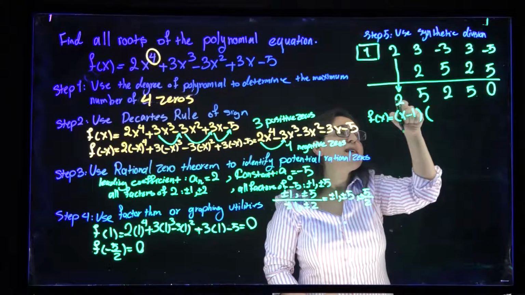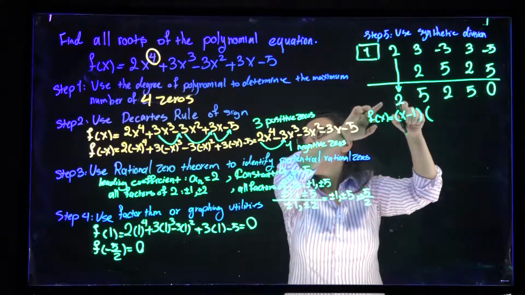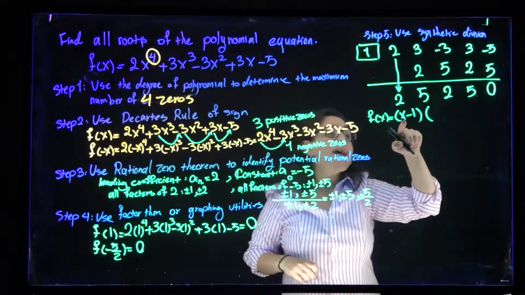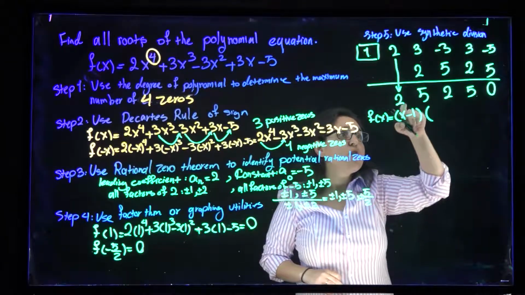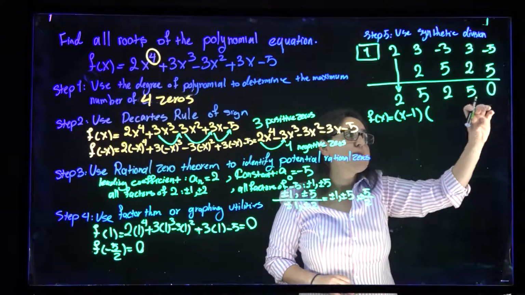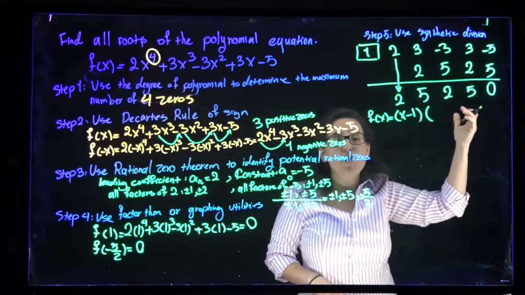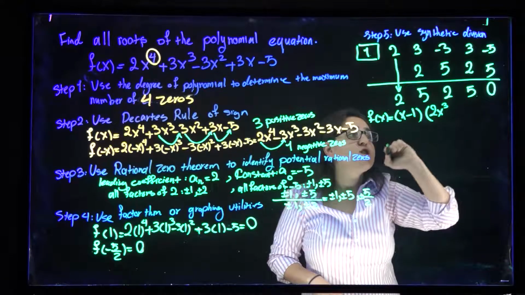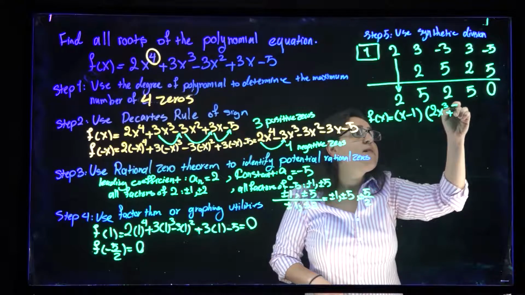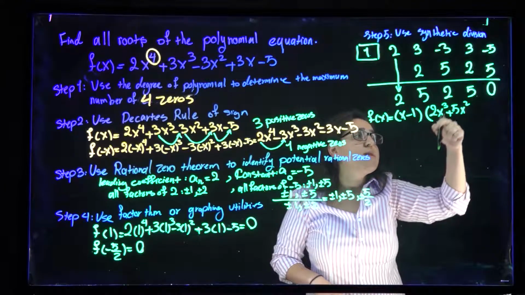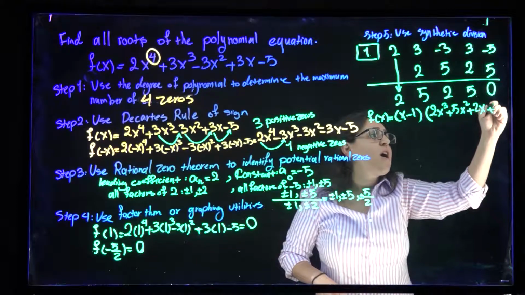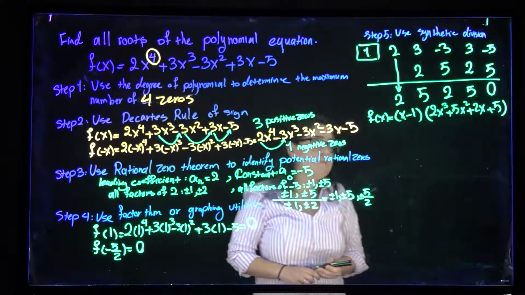My function has a degree of 4. So x minus 1 is degree 1, so the depressed equation is going to have degree of 3. So 2 is the coefficient of x cubed, 5 is the coefficient of x squared, 2 is the coefficient of x, and 5 is my constant.